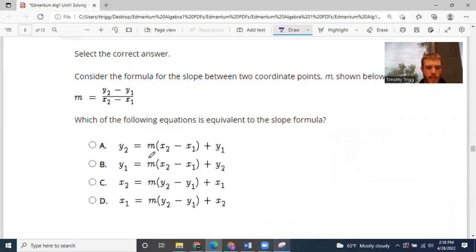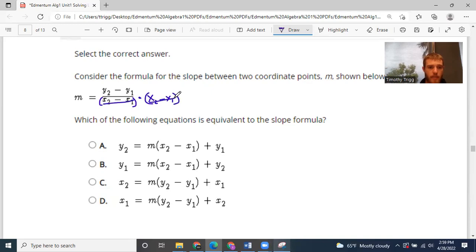And we want to see which of these is a correct way to solve for one of these variables. Okay, I see the answer. Well, what I would do is, see how this has a fraction? This denominator here is X sub 2 minus X sub 1. So I'm going to go ahead and multiply by that denominator, X sub 2 minus X sub 1.